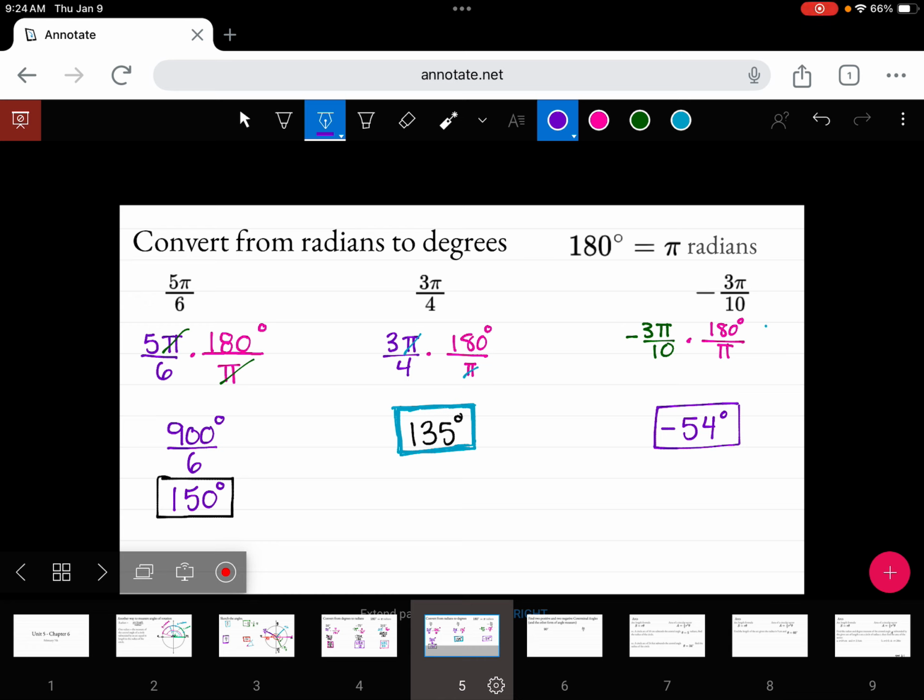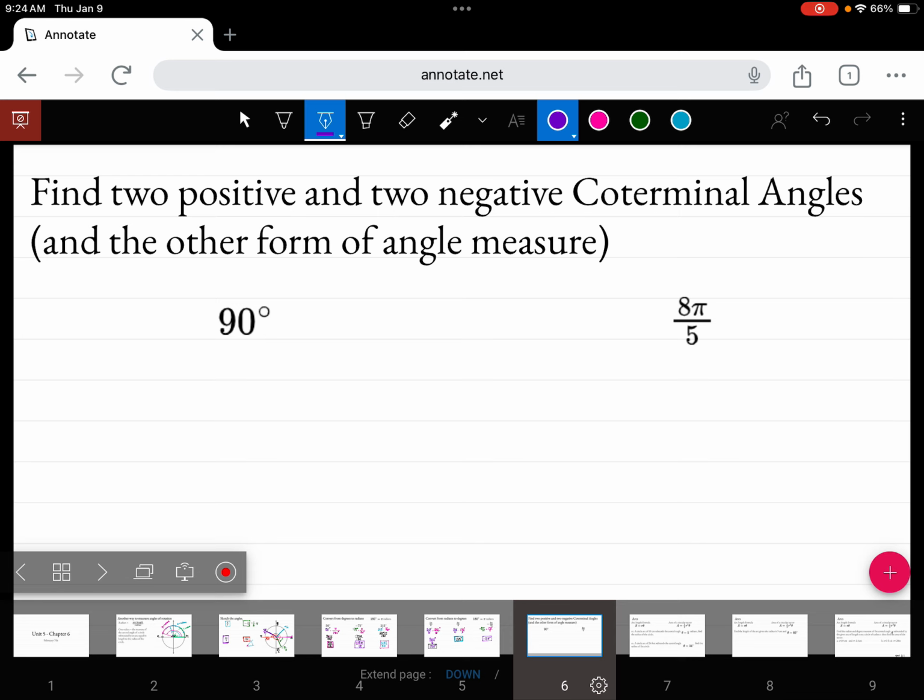Oh my gosh, words have entirely left me. Our coterminal angles where we had one that was positive and one that was negative, and we found our complementary and supplementary angles. Those were the words that left my brain entirely. So we're gonna look at positive and negative coterminal angles again, and we're gonna convert these from one direction to the other.